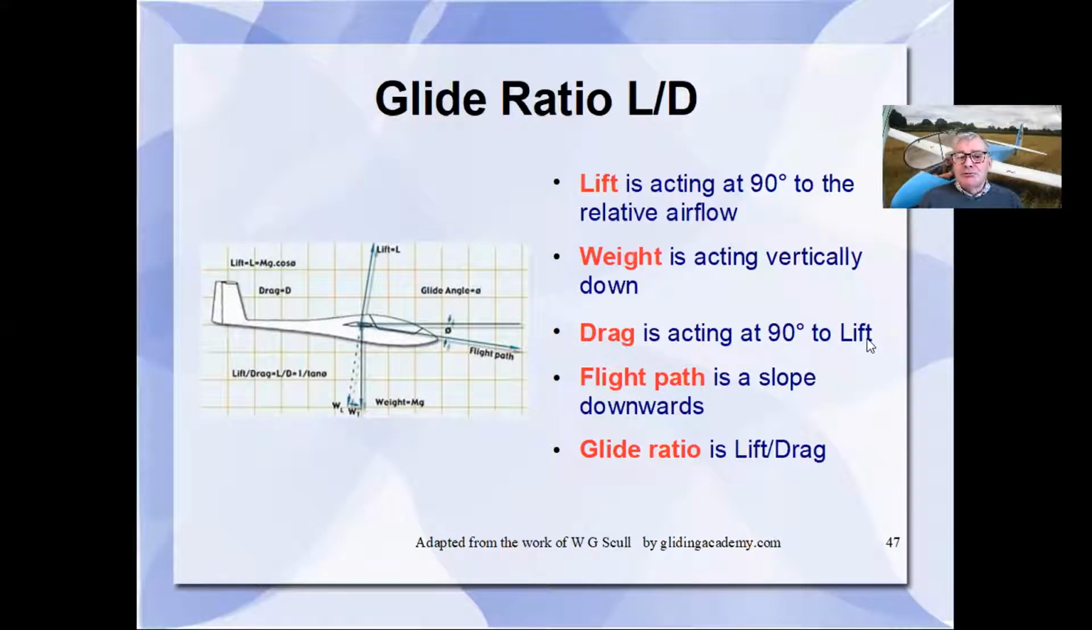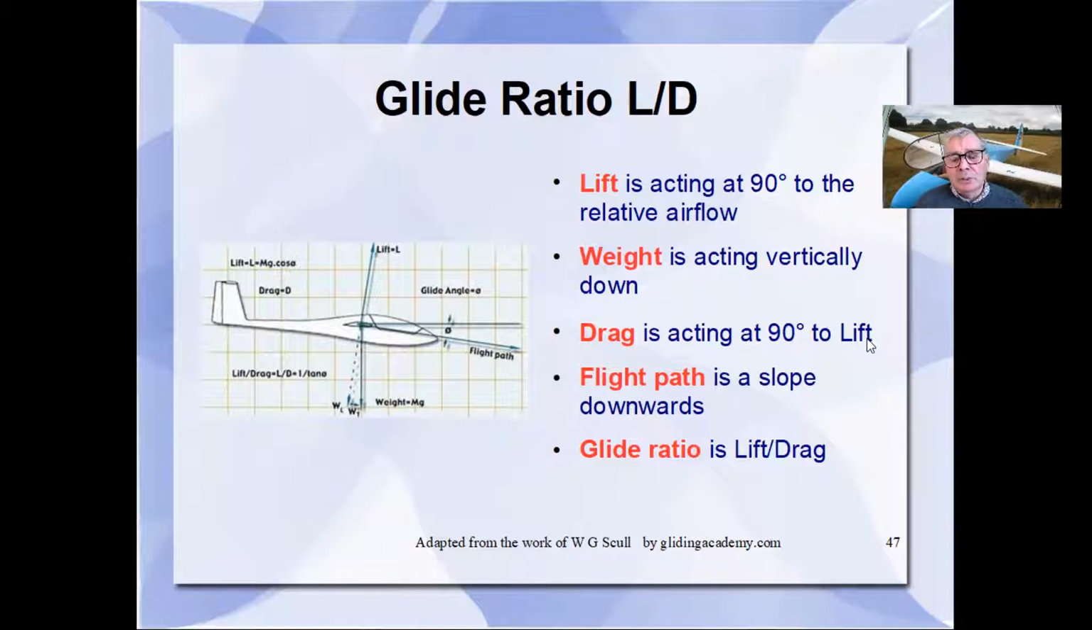When we talk about glide ratio, we're talking about the ratio between the lifting force and the drag. And a typical glide ratio for some of the earlier gliders might be something like 30 to 1. And what that means is the glider will travel 30 units horizontally, so perhaps 30 feet horizontally, and in that time descend by 1 foot, so 30 feet to 1 foot.